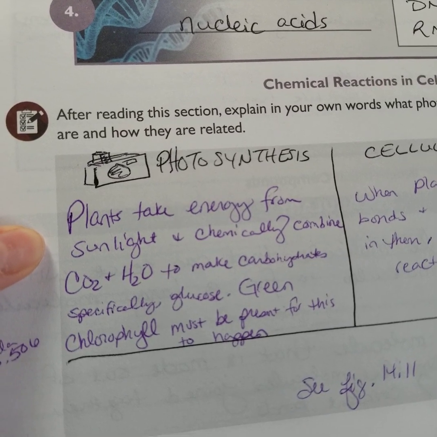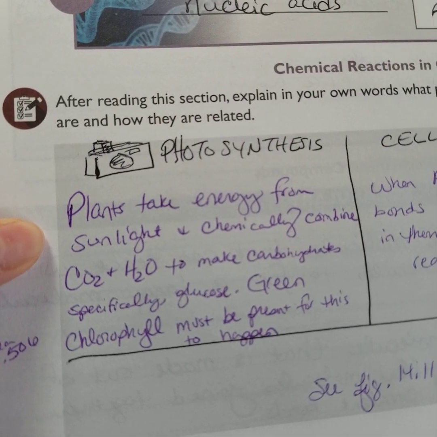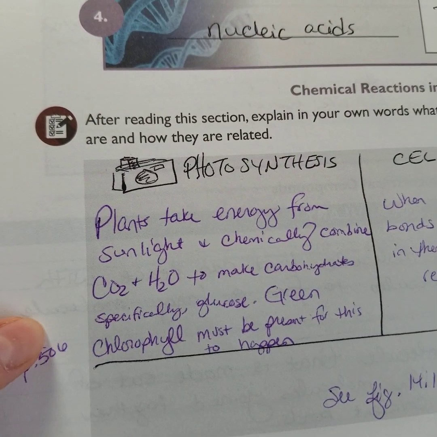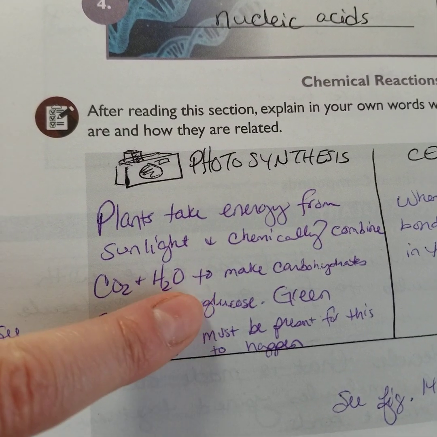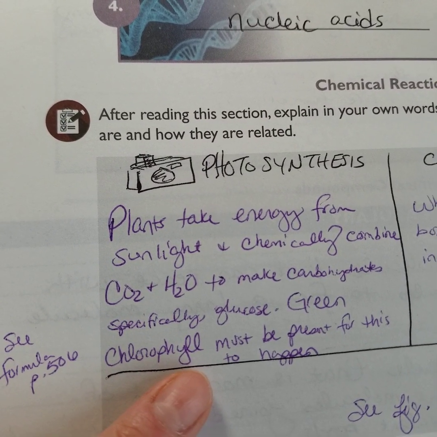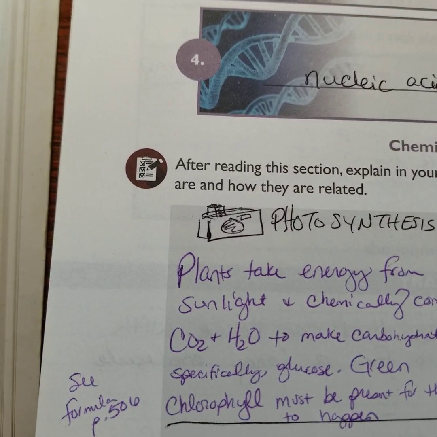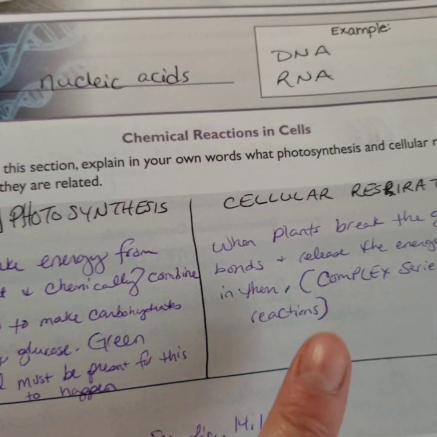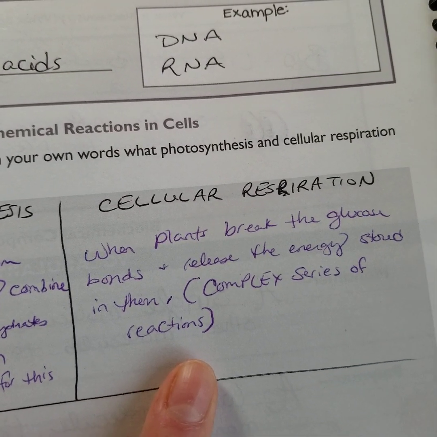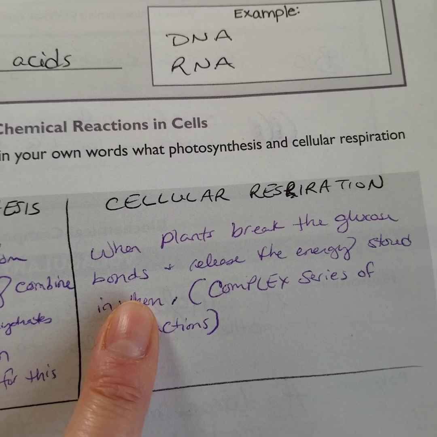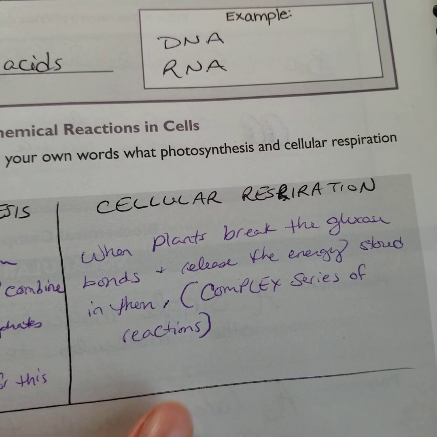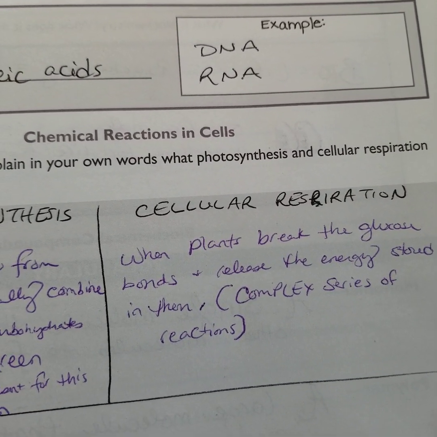All right. Photosynthesis is when plants take energy from sunlight and chemically combine carbon dioxide and water to make carbohydrates, specifically glucose. Green chlorophyll must be present for this to happen. So there's a big but. We've got to make sure you've got that there. We're going to look at some more about this in a second. Cellular respiration is when plants break down that glucose, the glucose bonds, and release the energy that was stored in them. It is a complex series of reactions that they don't go into any further than that in the book.